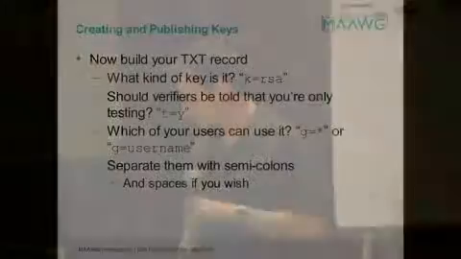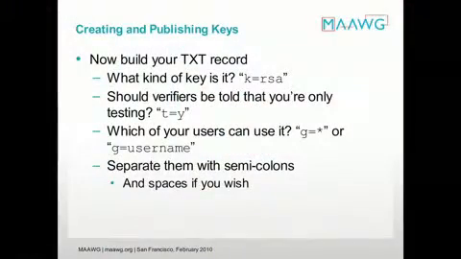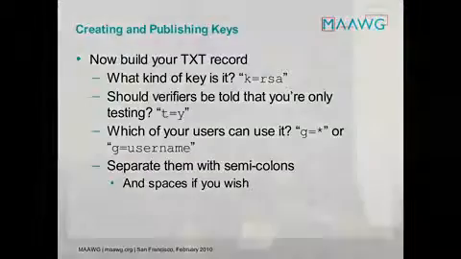So the answers to all of those questions, this is what they actually look like. What type of key is it? It's an RSA key. Am I testing? T equals y, yes, I'm testing it right now. G equals would be which users are allowed to use these keys, star meaning everybody. And there's some little formatting sugar you can include in there to make it nice to edit or view in a program like dig or NSLOOKUP.